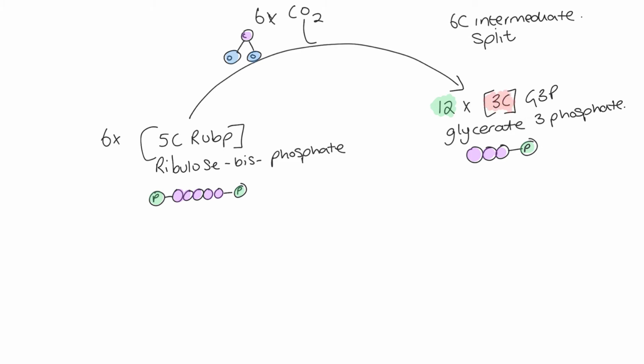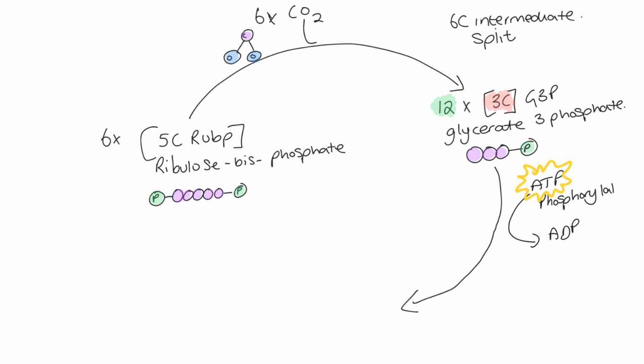Each of these G3Ps is then phosphorylated using an ATP molecule to donate an inorganic phosphate. This intermediate is then reduced. So reduced NADP from the light-dependent reaction comes along and donates its hydrogen. This produces triose phosphate.